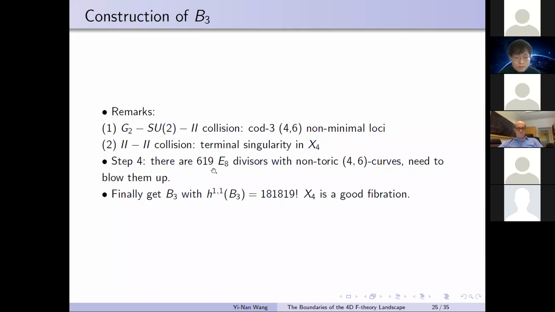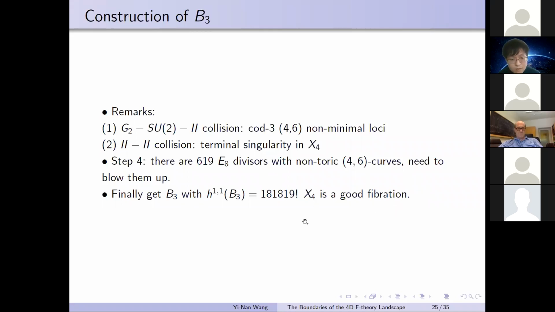Then finally, after step 3, I found out there are still a number of E8 divisors with non-toric non-minimal loci that need to be blown up. And after everything has been blown up, we get this final base threefold B3 with exactly the correct Hodge number H11. And on the B3, the X4 is a good fibration. So we are done with this geometry.